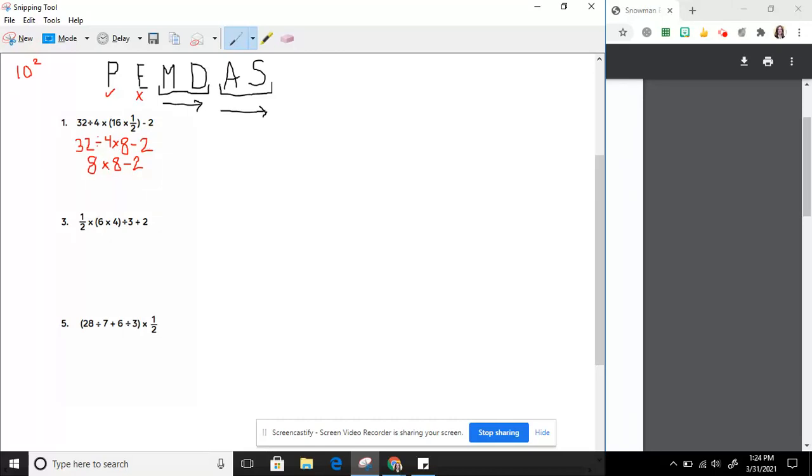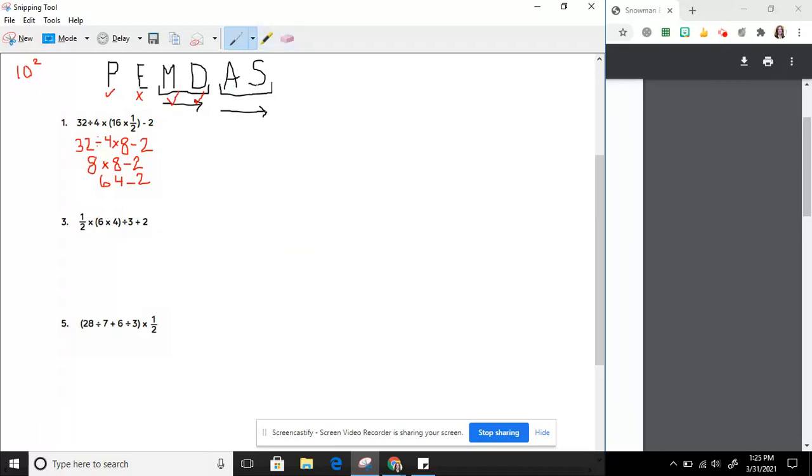Okay, now I solve using PEMDAS. We did our division because it came first. Then we look, is there multiplication? There is. So then we solve our multiplication. 8 times 8, which is 64. And then we write the rest of our equation, minus 2. So then we just did our multiplication.